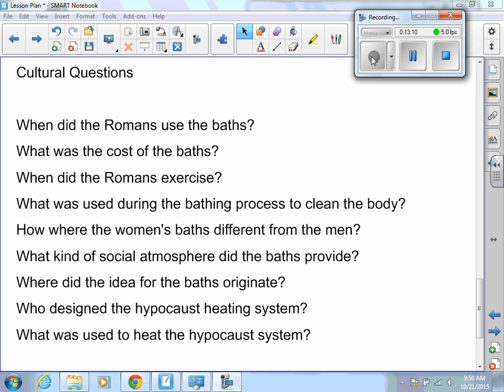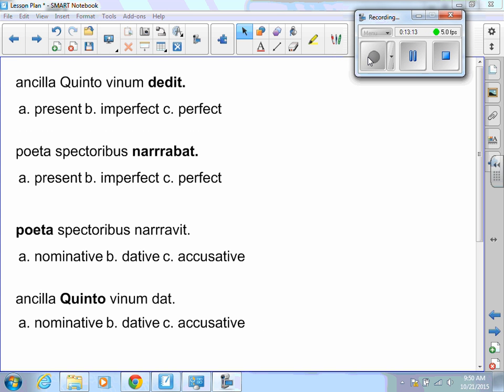I have four sentences here, and you're being asked to determine either the tense or the case of the words involved. So go through these sentences and pick your answer, and let's see if you get it right. In the first one, we have Ancilla Quinto vinum dedit, and I have bolded the word dedit, so you're going to tell me the tense of dedit. Remember, we have do, dare, dedi, and dedi is what I'm using here, so that is the perfect stem.